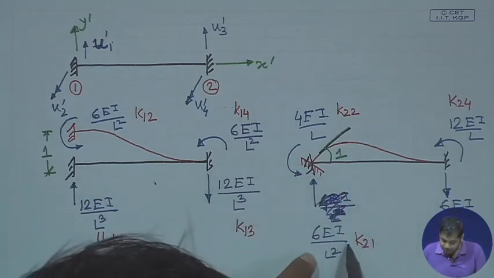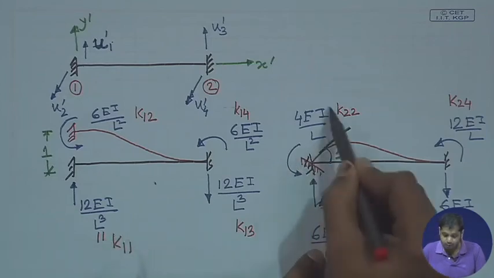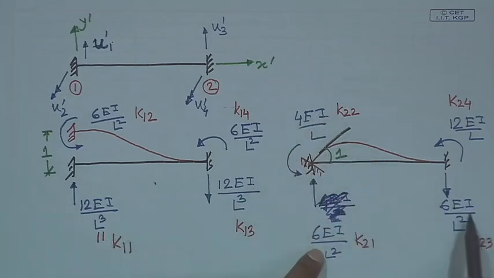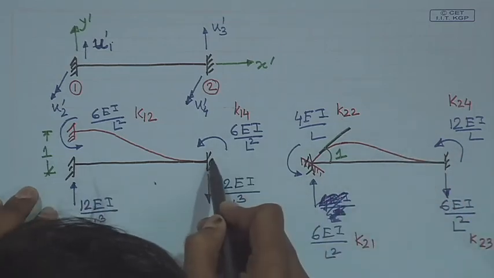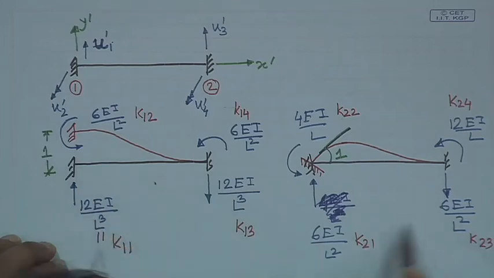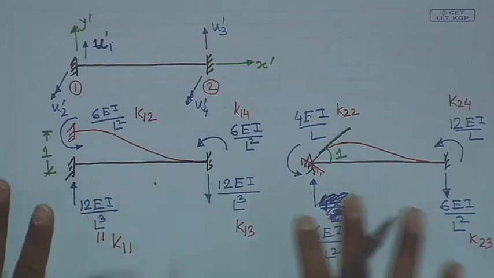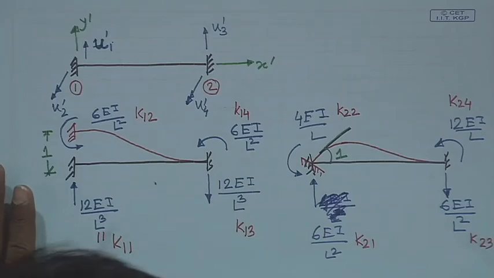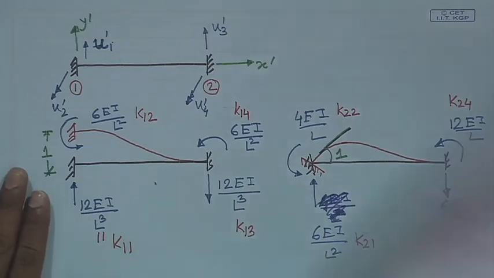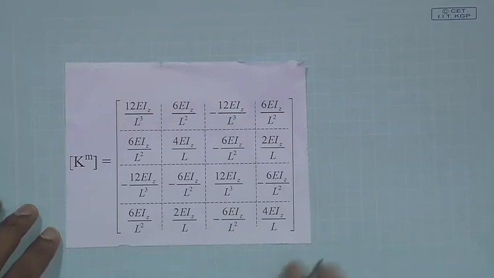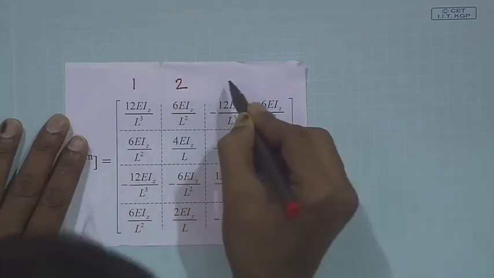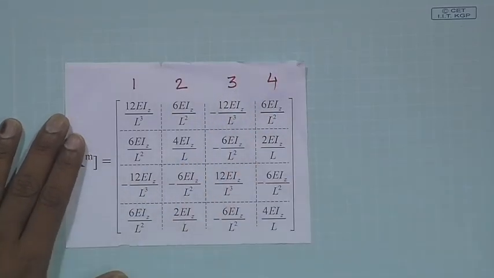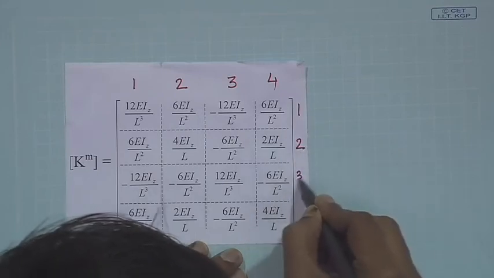Similarly, K21 will be 6 EI by L square, K22 will be 4 EI by L square, and this will be minus 6 EI by L square, and this will be 12 EI by L. Similar thing we can have for the member for degrees of freedom 2 as well, and similar expressions we will get. Okay. Now, if we put that in a matrix form, then this matrix will look like this. So, this is degrees of freedom 1, this is degrees of freedom 2, this is degrees of freedom 3, this is degrees of freedom 4. This is 1, this is 2, this is 3, and this is 4.